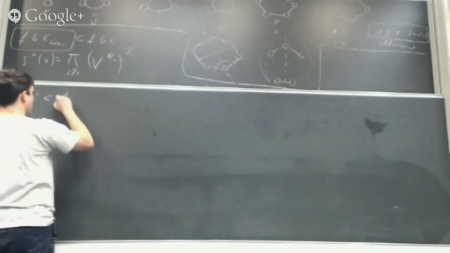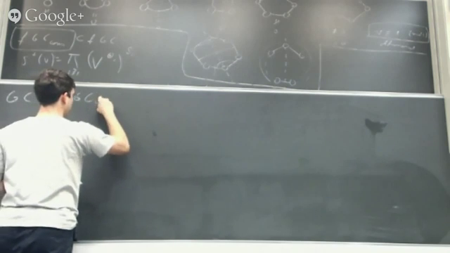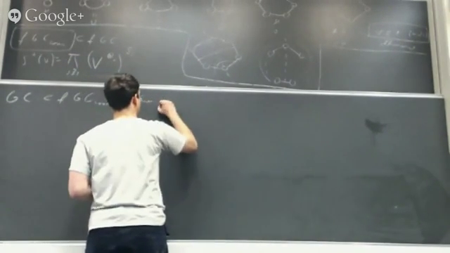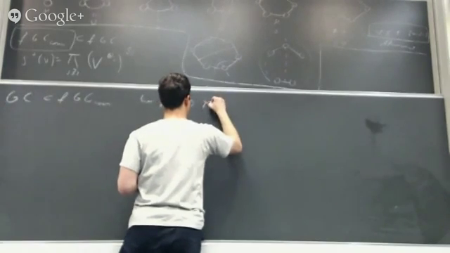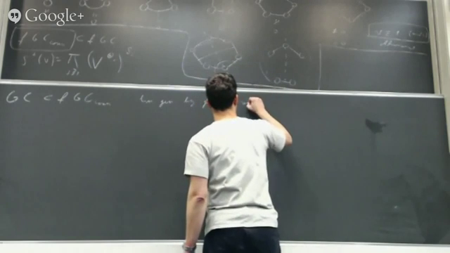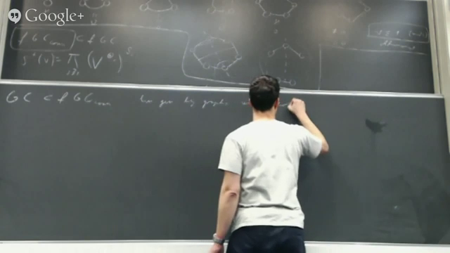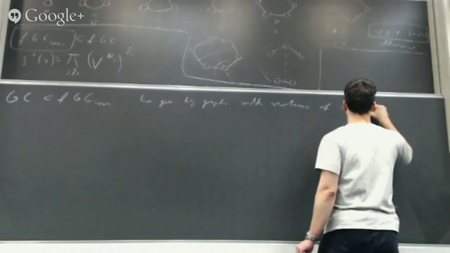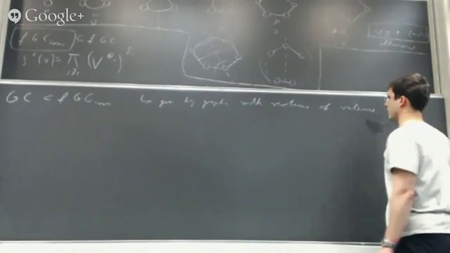Now GC, graph complex. This is the nicest notation, so this will be important. It is a subcomplex of the full connected graph complex, linearly generated by graphs with vertices of valence greater than or equal to 3.